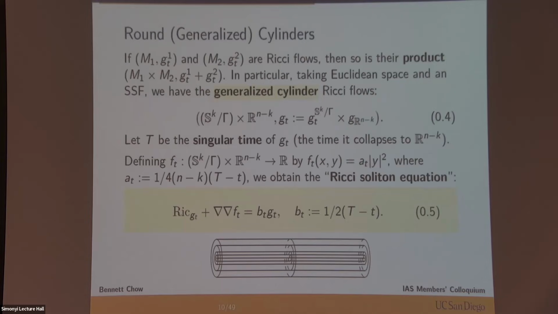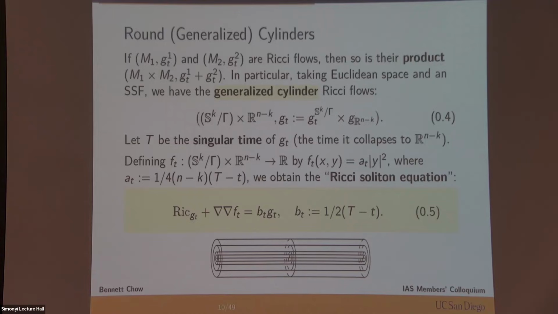The next solution we'll look at is a cylinder, and I'll just call it a generalized cylinder. We could take a spherical space form of dimension k and take the product with Euclidean space to get a solution to the Ricci flow. The idea is the flat factor will not move, and the space form direction will shrink. Here I've just pictured a cylinder, and maybe you can think of that as S2 cross R.